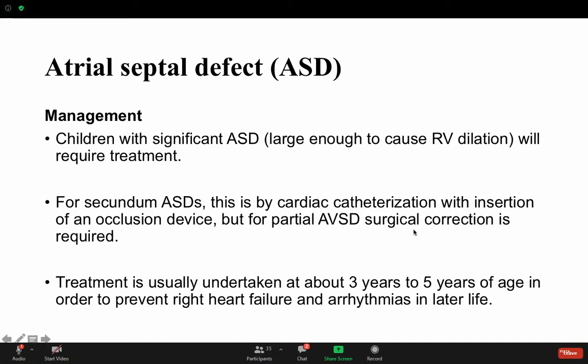ال AVSD surgical correction is required، أو ال primum. The treatment is usually undertaken about 3 to 5 years of age in order to prevent right heart failure and arrhythmias في later life. Okay?